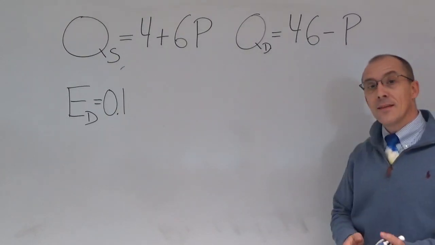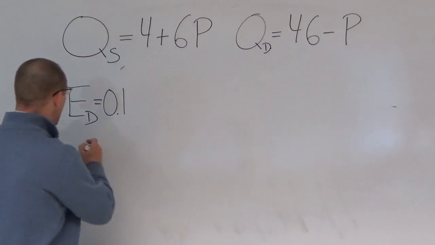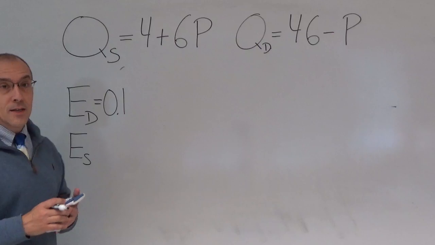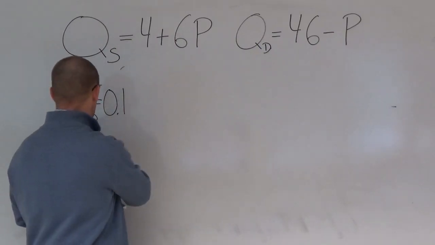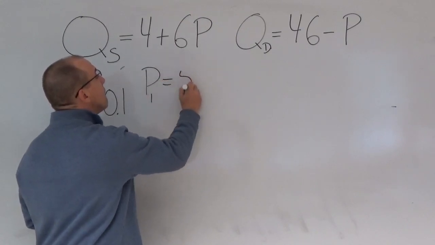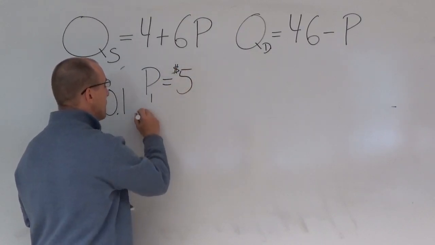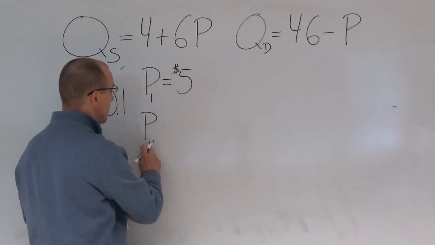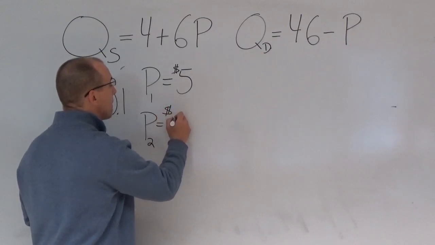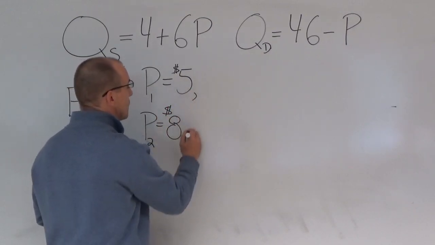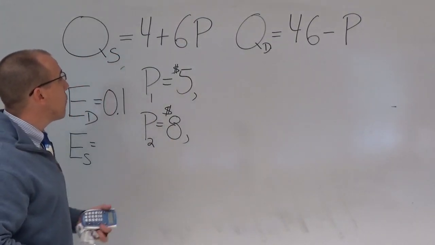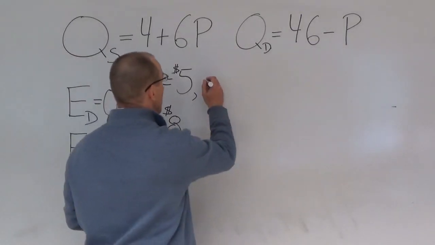And now I want to figure out my elasticity of supply, right? Figure out the other side of the market. And again, I want to just focus within the tight range that I was looking at earlier, right? From my price of $5 to my price of $8. Well, at a price of $5, 6 times 5 is 30 plus 4, right, will give us a 34.